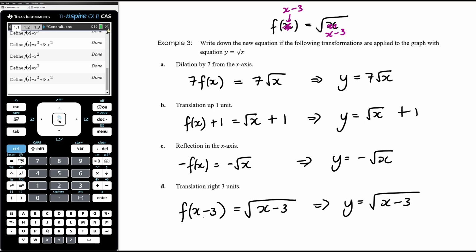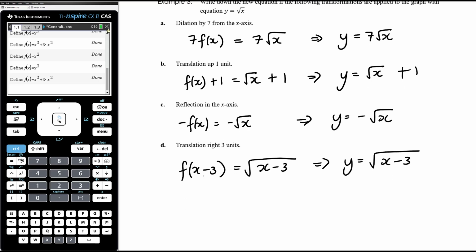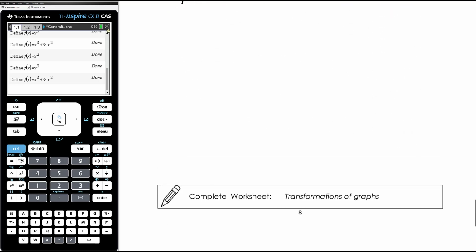It's really important when you write square roots that you're really clear about where your square root ends. Don't be ambiguous about whether this does or doesn't include the plus 1. It doesn't in that instance, and be really clear about the fact that it does include the minus 3 in this instance. Okay, the work today is from a worksheet titled Transformations of Graphs.